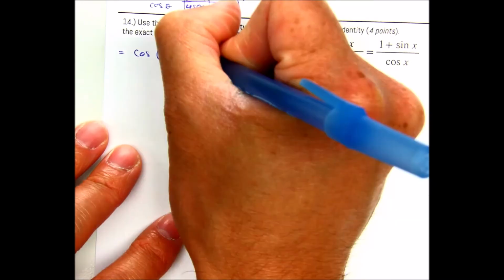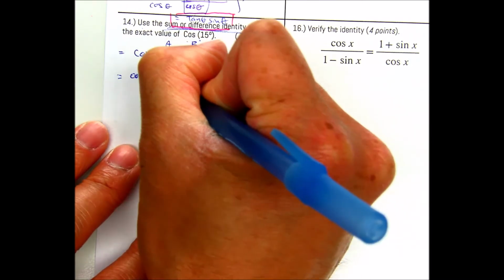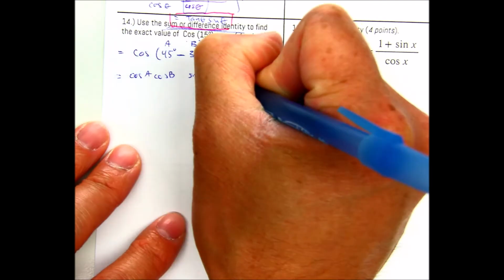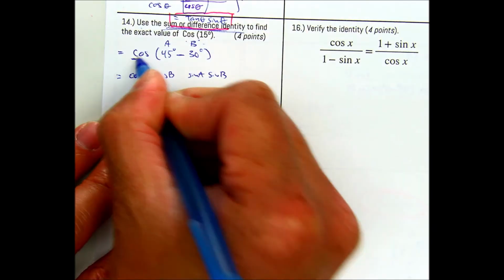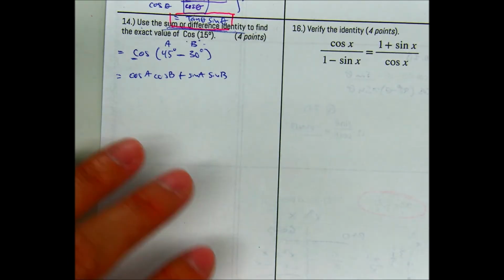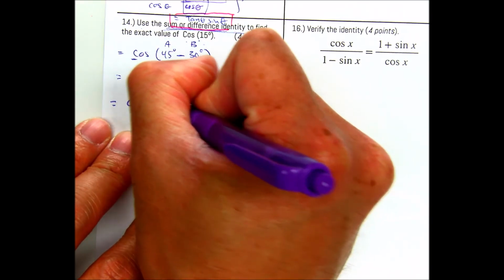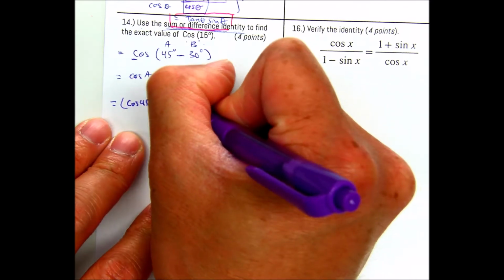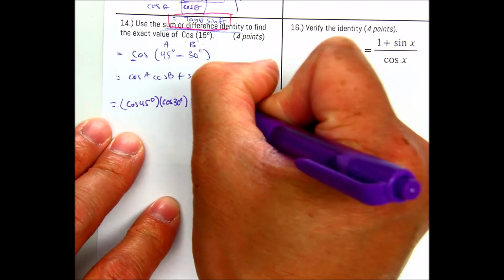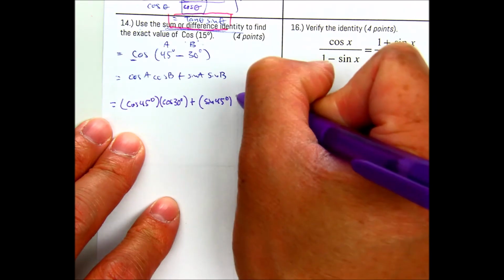This would be your A and your B value, so I would have cos, sine, sine, change the sign. And then I can just do a substitution for those values. Cosine of 45 degrees times the cosine of 30 degrees plus sine of 45 degrees times sine of 30 degrees.